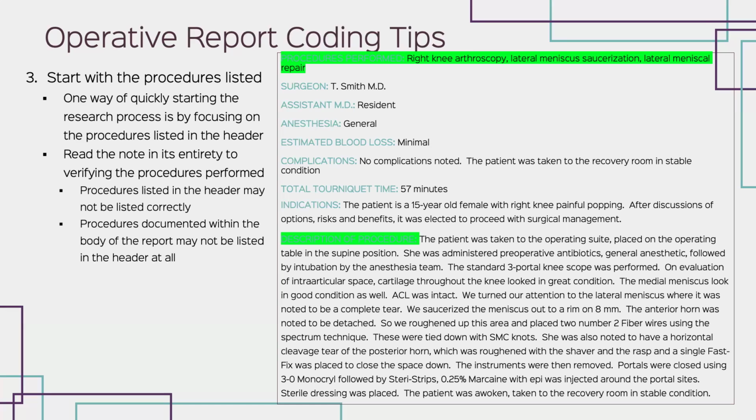Also, there could be different parts within the body of the report that are not listed in the header at all that we can report separately. So it is, again, important that you aren't coding from that header and you're just reading the full operative report to make sure that you're not over coding or under coding anything.